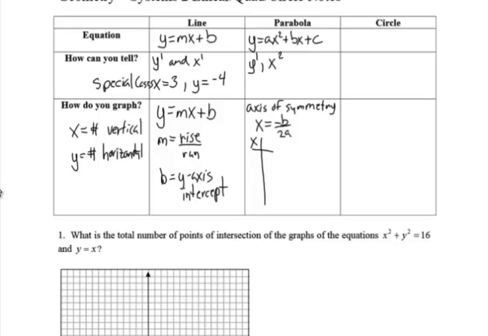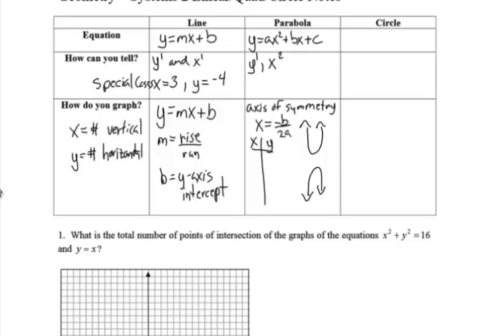And we're going to plot some values. We're going to make a chart of x and y values, and we're going to plot those points up. Again, we can use a graphing calculator. It's going to save us a little bit of work. We don't have to substitute everything in. But parabolas are either going to open up or open down, depending on the value of a.